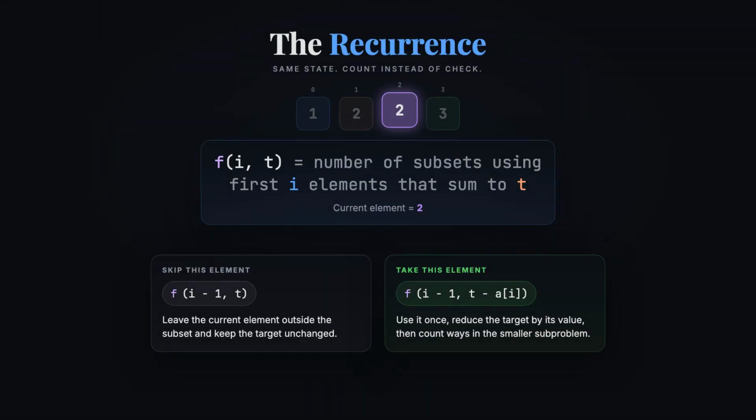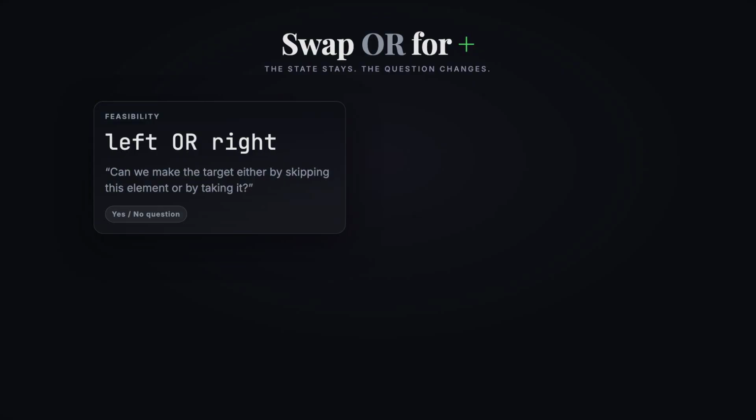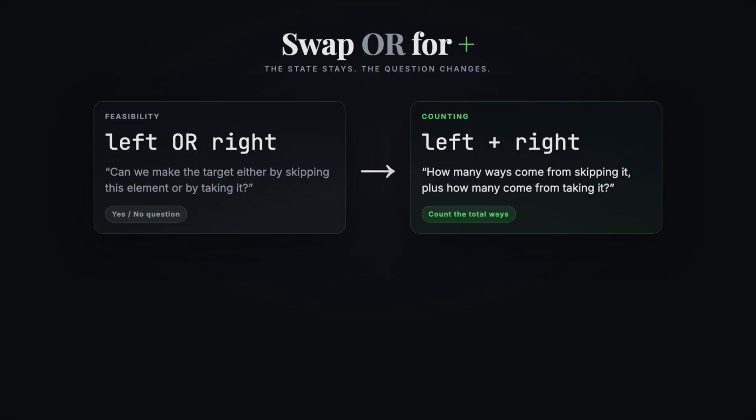We use the same state as subset sum. F of i and t is the number of subsets, using the first i elements, that sum to t. At every element we make a choice. Skip it or take it. Here's the key insight. In the feasibility version, we combine those choices with OR. Can we do it this way or that way? But to count, we don't ask yes or no. We add the number of ways without this element plus the number of ways with it. Swap OR for plus, and feasibility becomes counting.